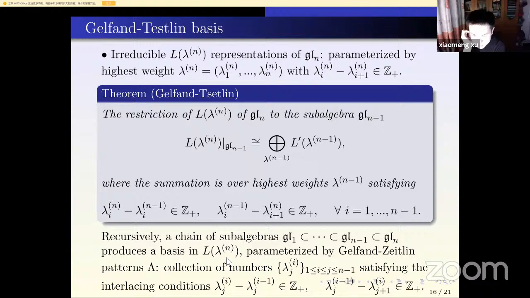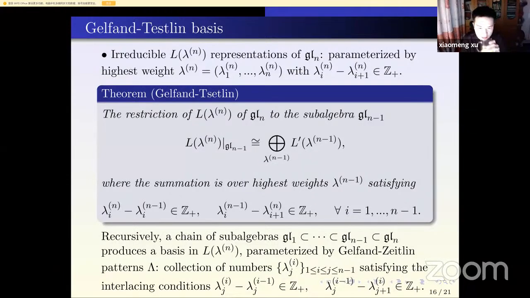inside this U_lambda, parameterized by the Gelfand-Tsetlin patterns, which is a collection of n(n-1)/2 numbers satisfying the following interlacing relations. So this is basically what the theorem tells us. This theorem produces a canonical basis, the so-called Gelfand-Tsetlin basis, of any irreducibles of GON. So any questions on this basis?